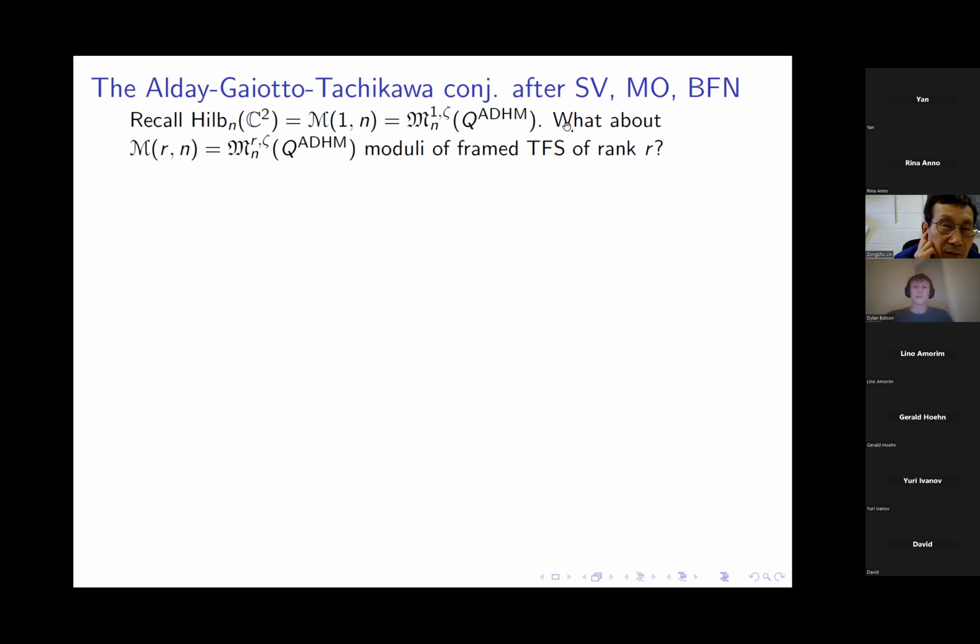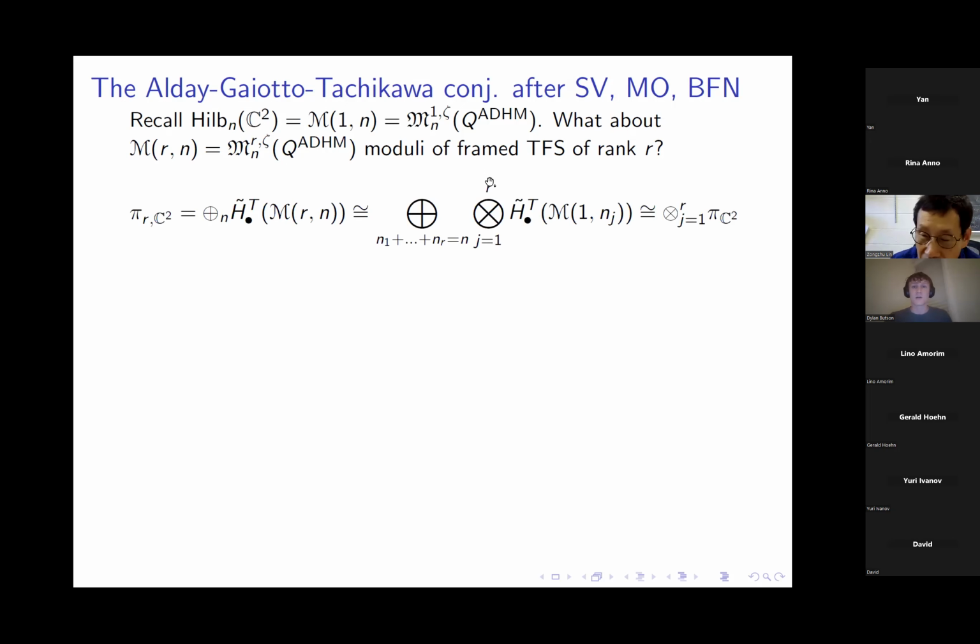And there's a very natural question, which is what happens if we consider instead higher rank torsion-free sheaves on C2, framed at infinity, or equivalently higher framing dimension representations of the ADHM quiver. And an answer was conjectured in physics by Aganagic, Gaiotto, and Tachikawa, and I'll state the conjecture, and it's now a theorem by the authors that are listed here, in a minute.